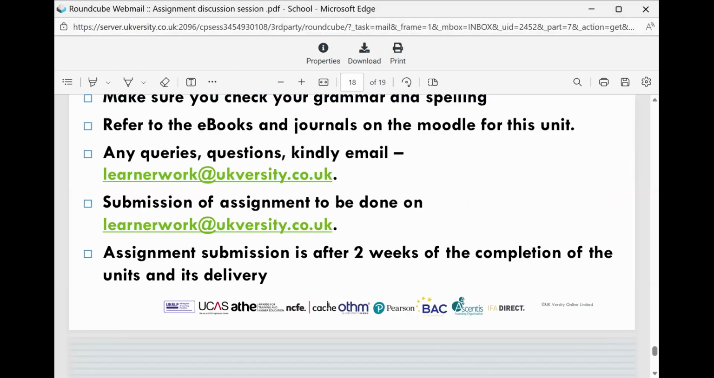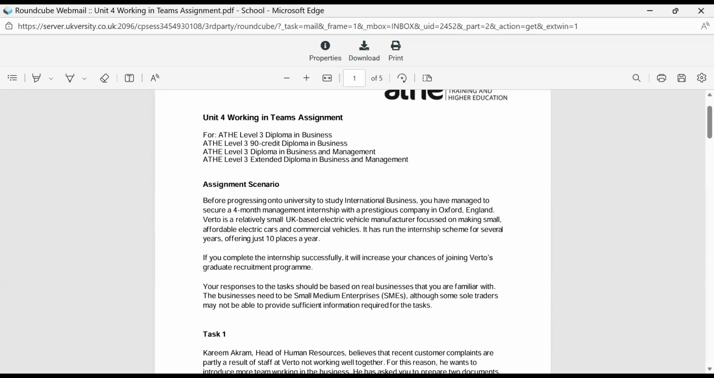So I'm just going to go online now and show you the assignment and how it looks in regards to it, okay? So let's go. So I'll just go back onto the assignment. So this is the assignment. This is how it looks on Moodle. So this is what you will have access to.